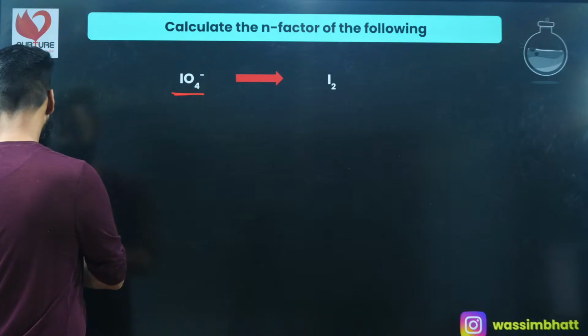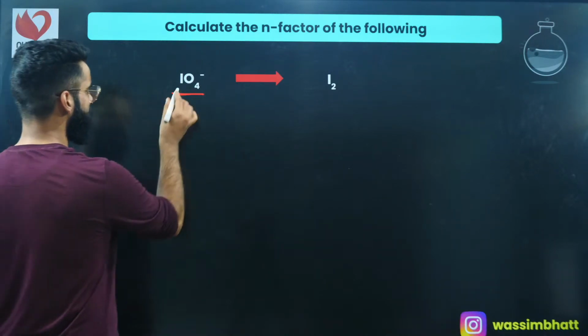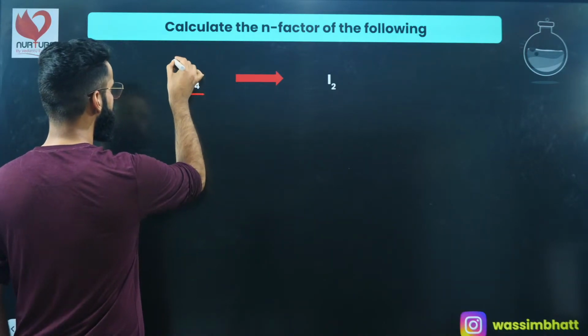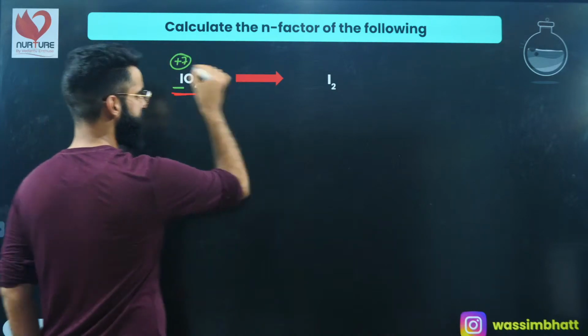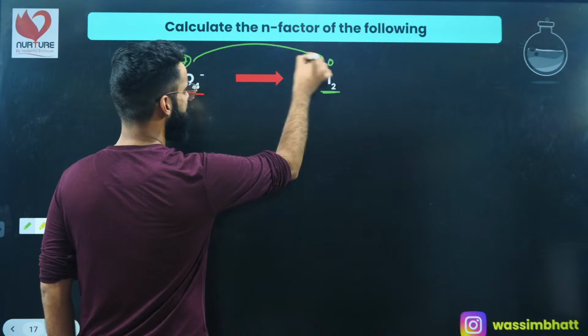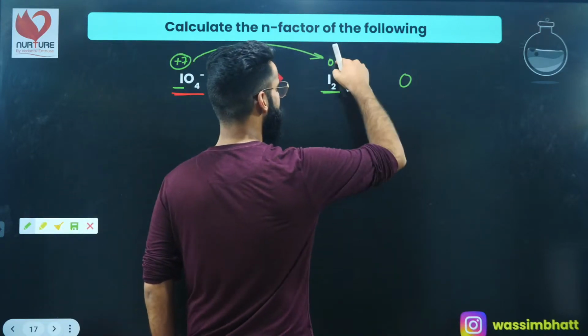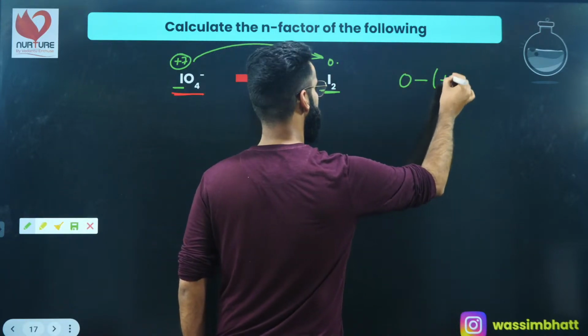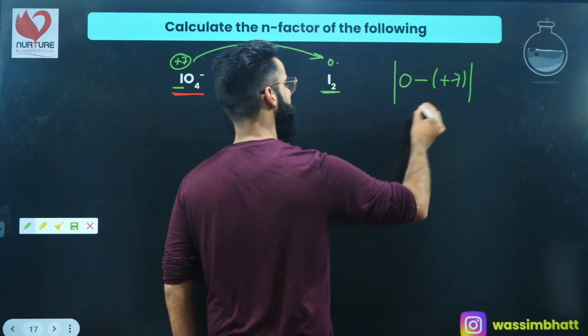What you'll be doing is calculating the oxidation state of iodine over here. It will come out to be plus 7. Then you'll calculate the oxidation state of iodine over here. It's going to be 0. Plus 7 to 0, what is the change? Final oxidation state of iodine, which is 0, minus initial oxidation state of iodine, which is plus 7. The value comes out to be 7.